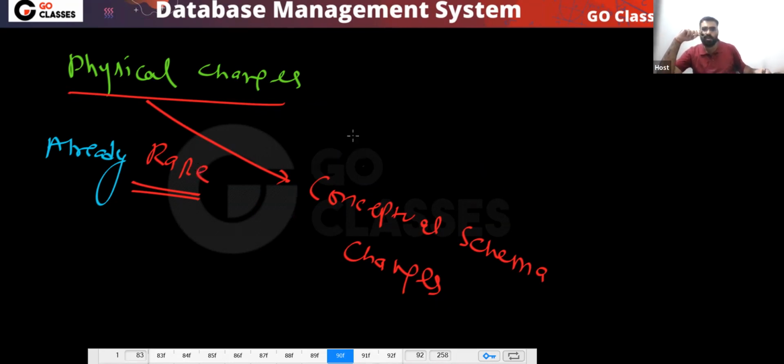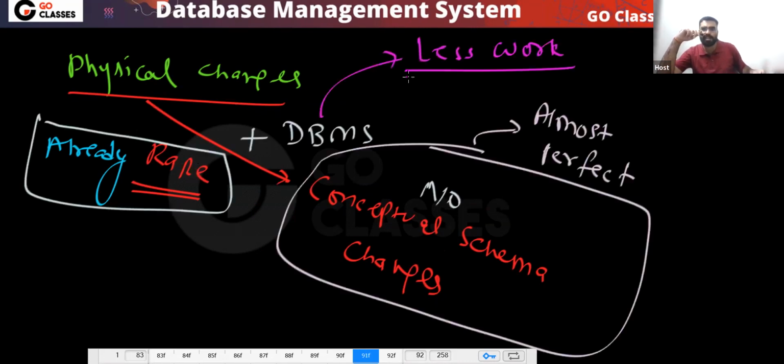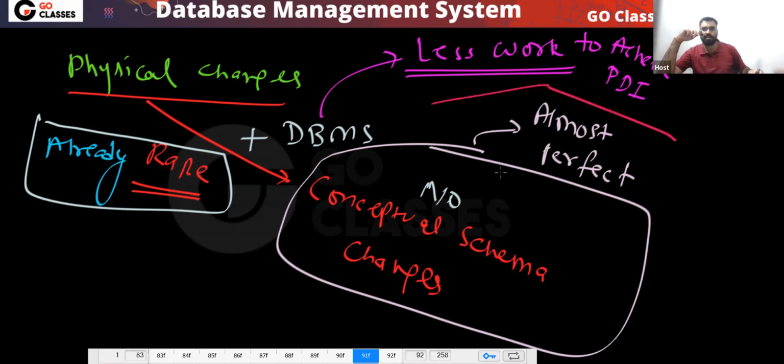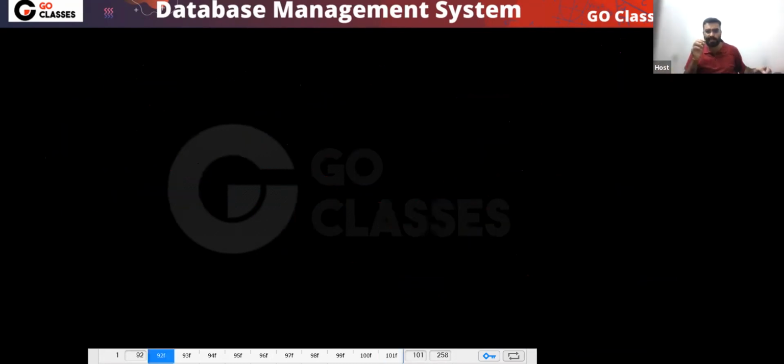So DBMS software does not have much difficulty. The DBMS software has less work to achieve what? Less work to achieve physical data independence. Is this clear? Less work to achieve physical data independence.